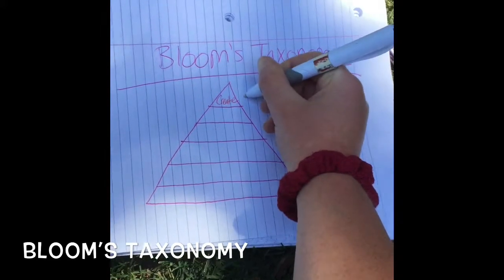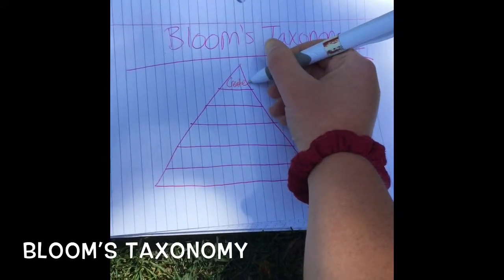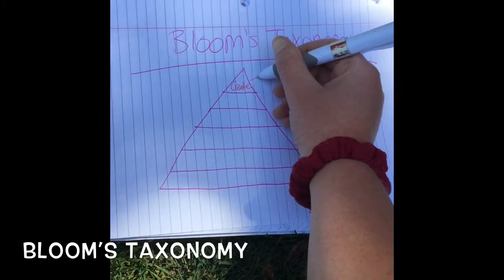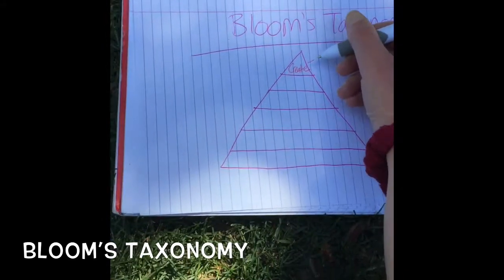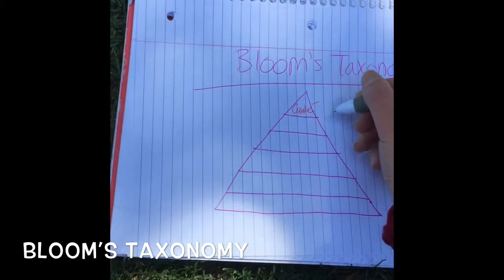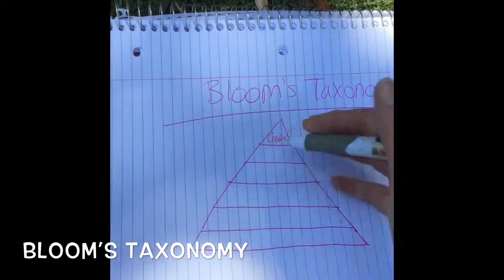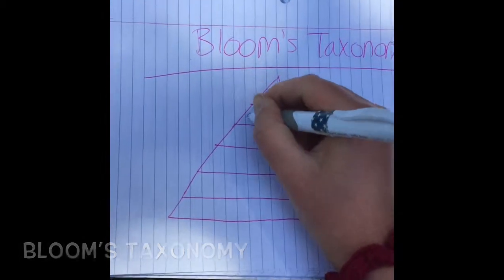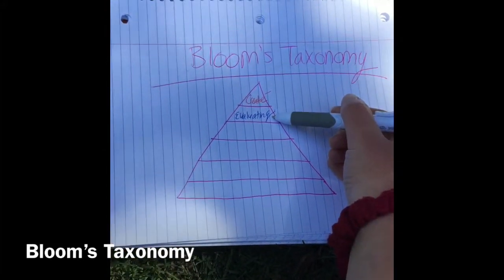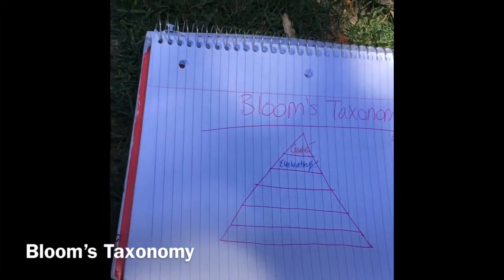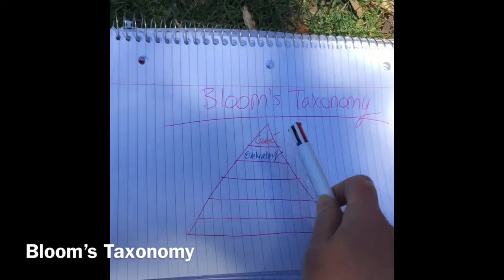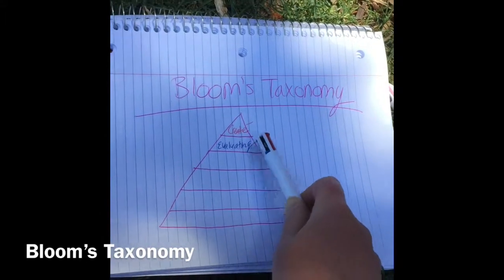What this is, the definition of create, is that an individual produces something new, and some characteristics of it are designing, developing, planning. They're creating something new. The next part is evaluating. This definition is basically justifying or standing for something or making a decision. So they're defending, supporting, critiquing, checking.